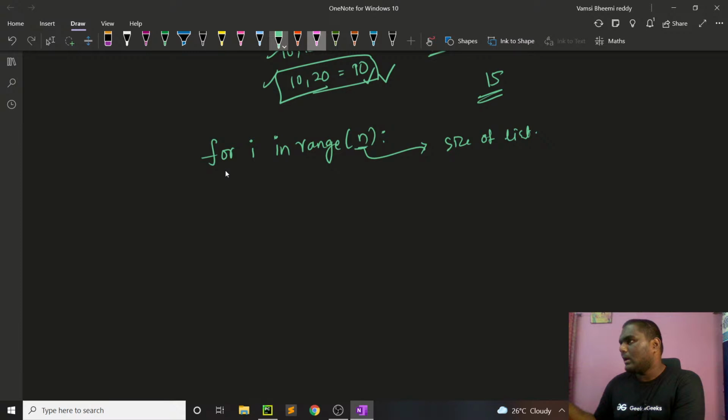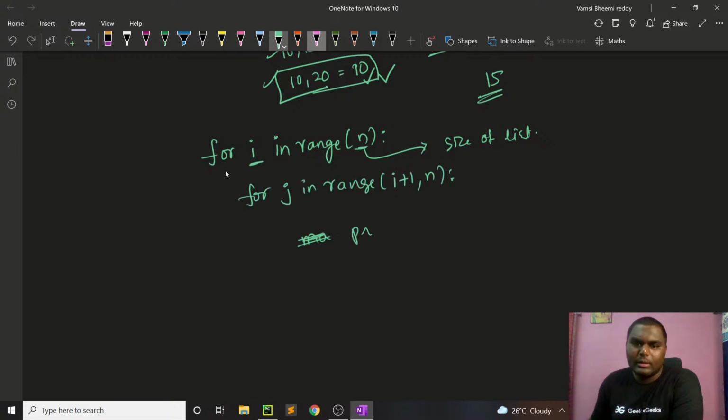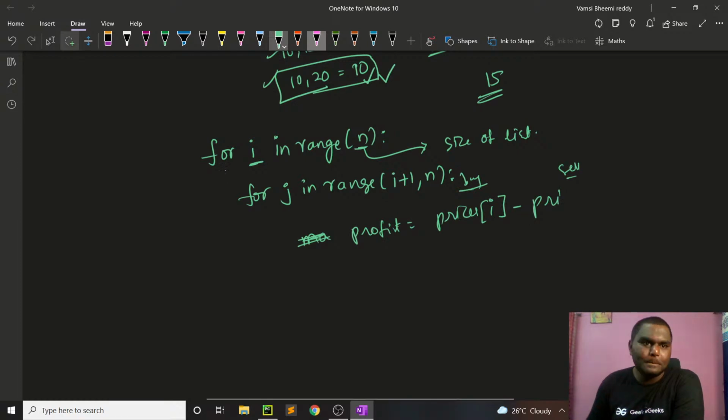Till n. Now I can keep track of, let's say, profit equal to prices of i minus, like, first buy minus sell, right? Buy minus sell, sorry, sell minus buy, sorry, sell minus buy.